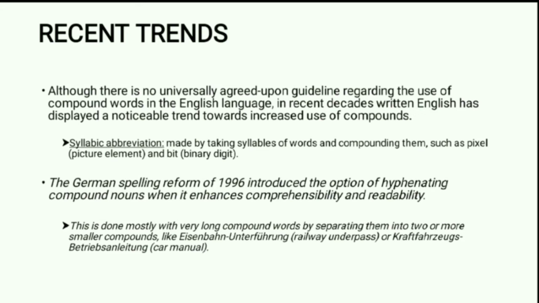Meskipun tidak ada pedoman yang disepakati secara universal mengenai penggunaan kata majemuk dalam bahasa Inggris, dalam beberapa dekade terakhir bahasa Inggris tertulis telah menunjukkan tren yang nyata di arah peningkatan penggunaan kata majemuk. Reformasi ejaan Jerman tahun 1996 memperkenalkan opsi kata benda majemuk dengan tanda penghubung saat hal itu meningkatkan kelengkapan dan keterbacaan.